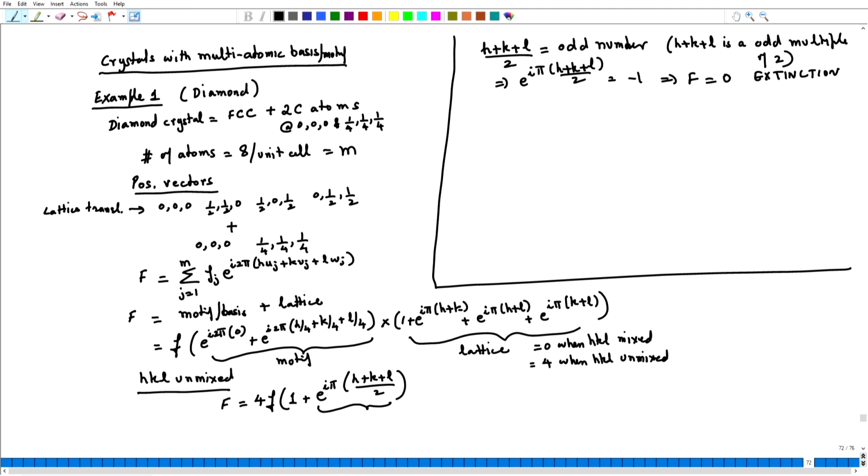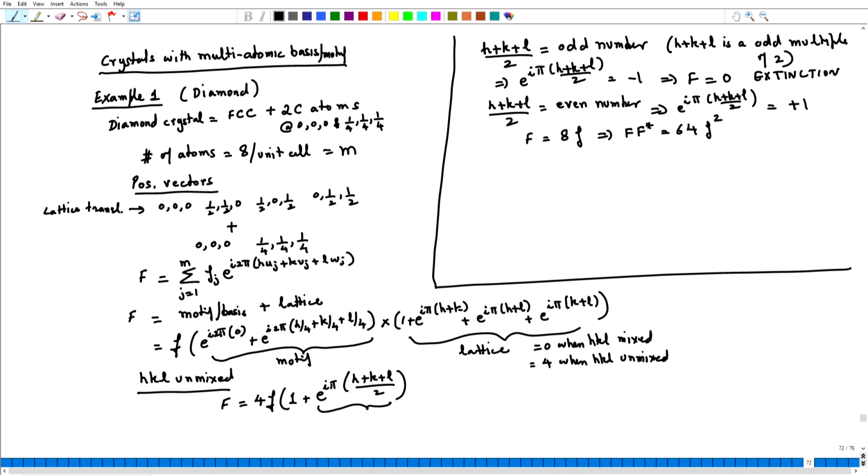So, this extinction is over and above what extinctions you will get for this being a face centered unit cell. So, this is an extra extinction. Now, if I have (h plus k plus L) upon 2 being an even number, then this implies that e to power i pi (h plus k plus L) upon 2 is equal to plus 1, and hence F would be 8f, because 1 plus e to power i pi (h plus k plus L) upon 2 would be 2. So, 2 times 4 is 8. So, I get 8, or F star is going to be 64 f square.